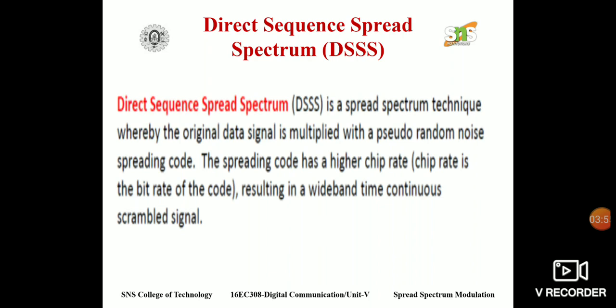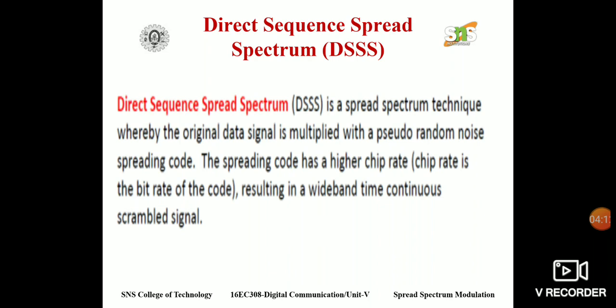Here, in the spread spectrum technique, there are two types. One is direct sequence spread spectrum, another one is the frequency hopping technique. So first let us see direct sequence spread spectrum. It is simply called DSSS.